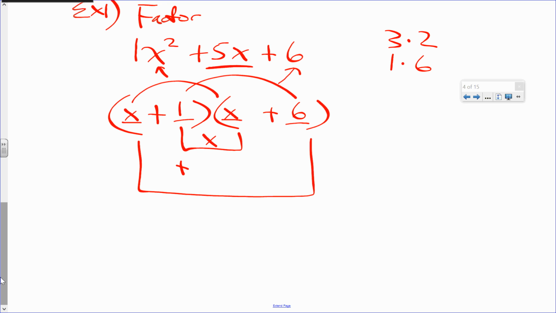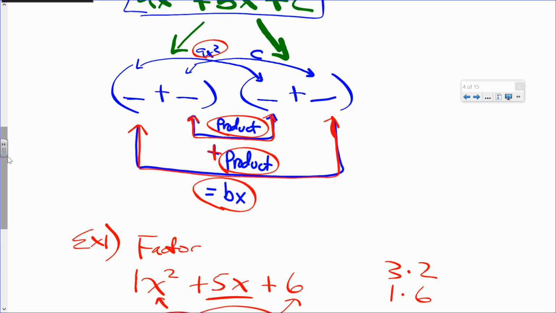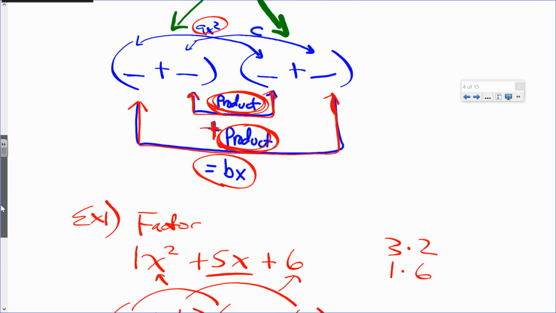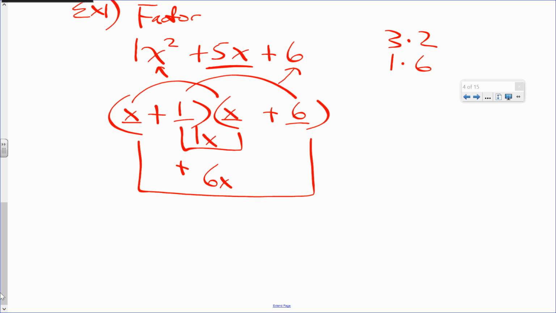X times 6. 6x. Let's add these up. Look, that's what it says right here. I'm going to add this product with this product. When I say product, that means the result of multiplying. This product with this product better be bx. Let's see if it happens. What's 1x plus 6x? 7x. But we needed what? 5x. So we did something wrong. We've got to go back to the drawing board.